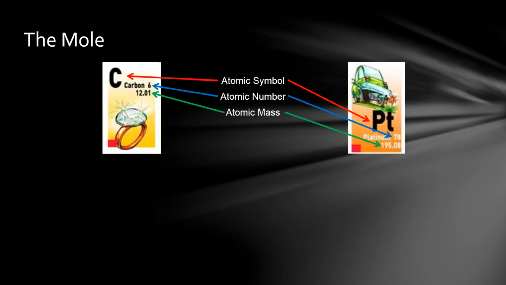But how can we have fractional atomic masses? We can't have parts of protons. We can't have parts of neutrons. Instead, it has to do with the average atomic mass of the element. Most elements have more than one isotope. This means that there are different versions of an element with different amounts of neutrons.